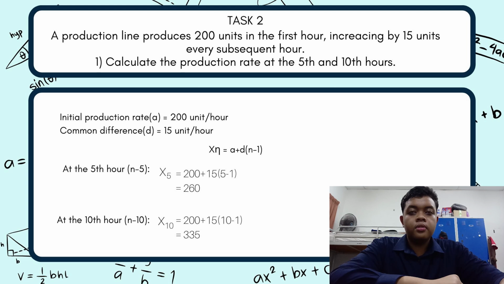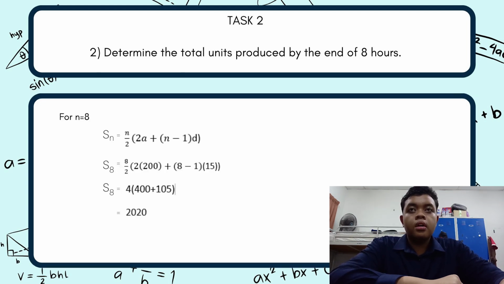So it's easy for you to do it, just follow the rules and you can make it up. So question number 2, determine the total units produced by the end of 8 hours. As you can see, in the question they have already given the total units produced by the end of 8 hours. That is the key point for our question.